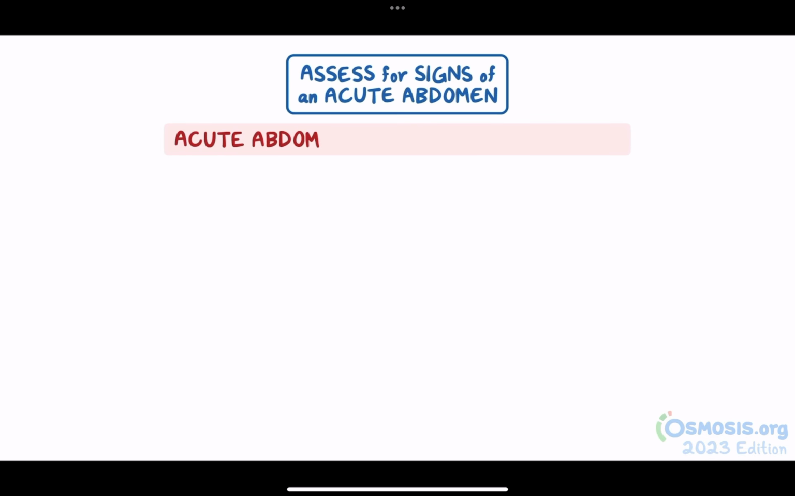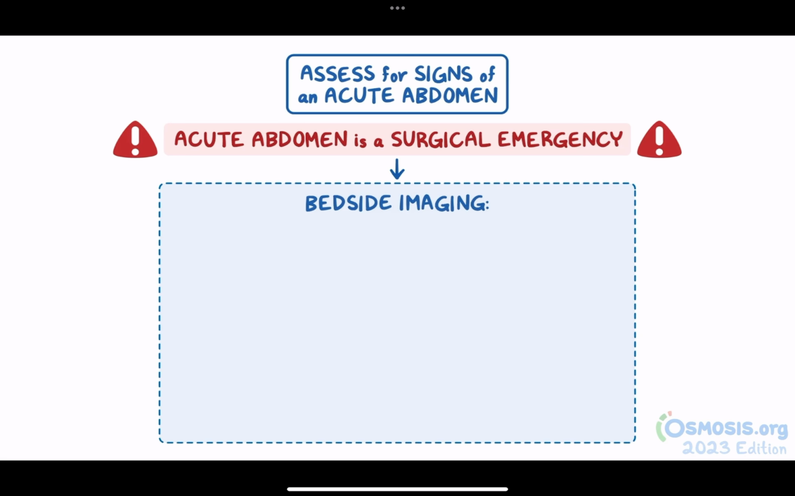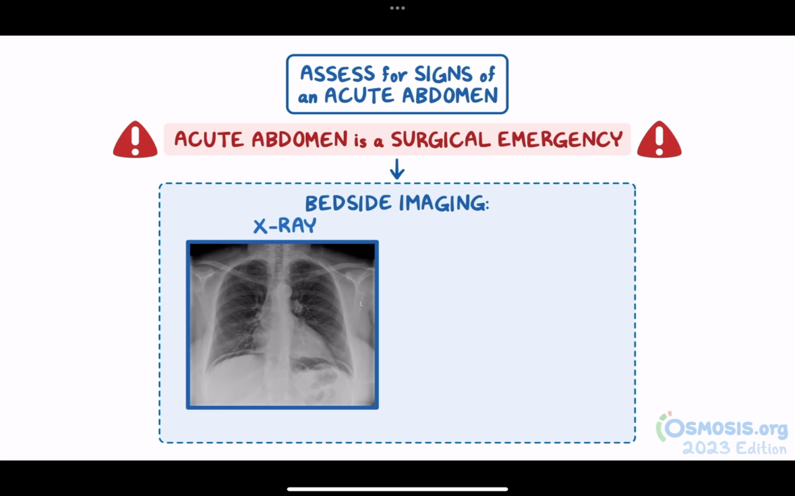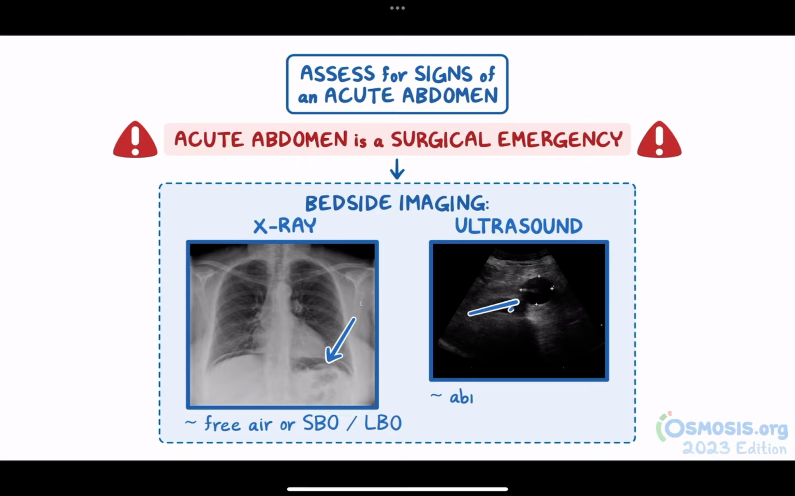Because an acute abdomen is a surgical emergency, you need to call the surgical team right away. You should also get bedside imaging, including an abdominal X-ray that may show free air or small or large bowel obstruction, and an abdominal ultrasound which may show abnormality of the aorta and free fluid.